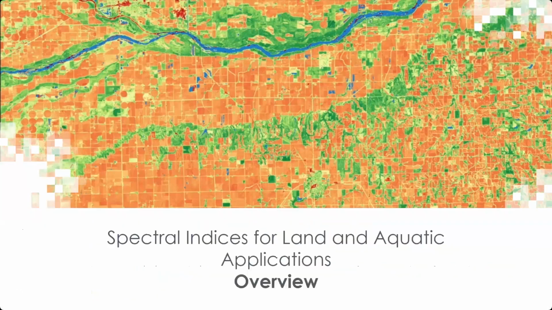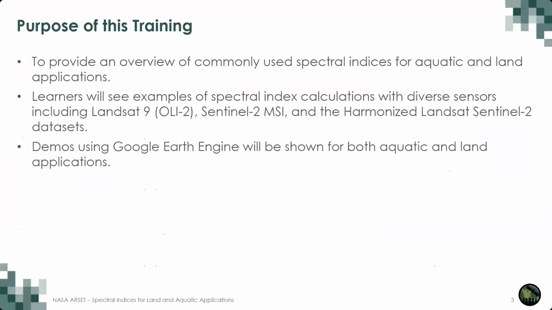We'll start with an overview of this training as a whole and review the purpose of the training, the learning objectives, and the prerequisites. During this training, we aim to provide an overview of commonly used spectral indices for aquatic and land applications. We will discuss examples of spectral indices calculations with diverse sensors, including Landsat 9, Sentinel-2, and the harmonized Landsat Sentinel-2 datasets. For each session, we also have demonstrations of performing index calculations using Google Earth Engine.